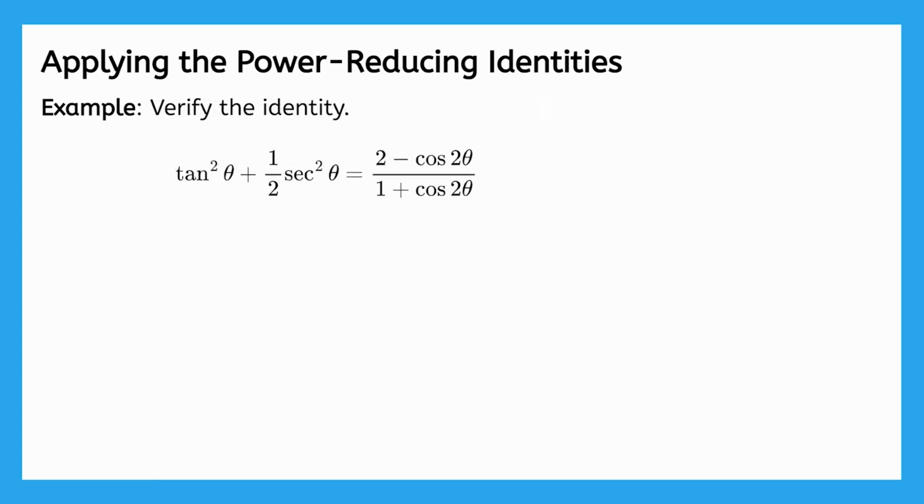In our last example, we want to verify the identity tangent squared theta plus 1/2 secant squared theta equals (2 minus cosine 2 theta) over (1 plus cosine 2 theta). Make sure your reference sheets are handy and try this one yourself.